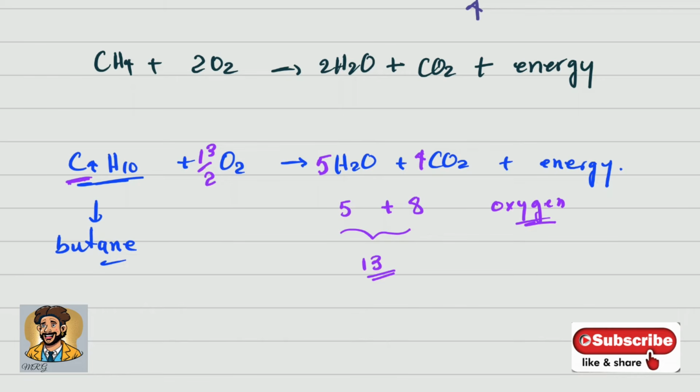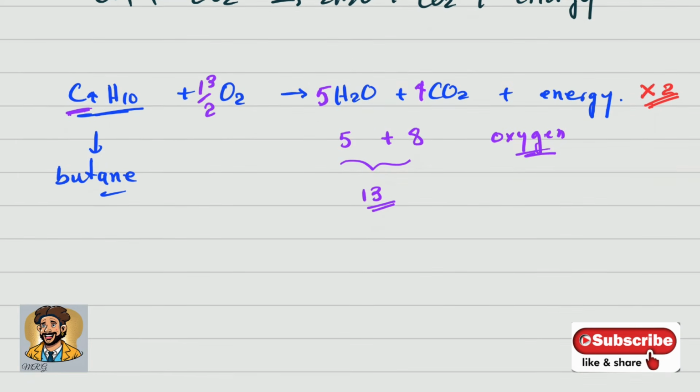And guys, all we have to do is to eliminate that fraction. How are we going to do that? We are going to multiply everything by 2, and then that fraction will go away. So what will the final answer be after you multiply everything times 2? You have 2 C4H10 plus 13 times 2 divided by 2 is 13 O2.